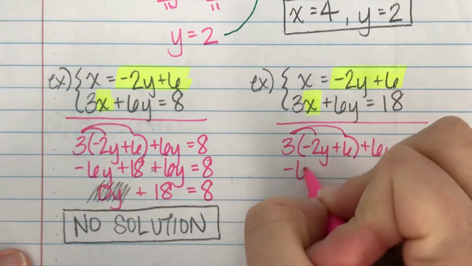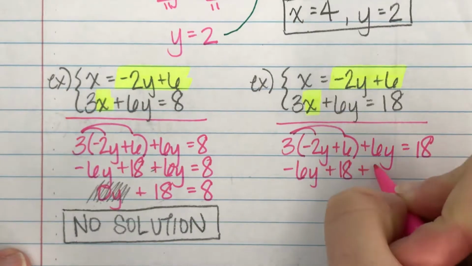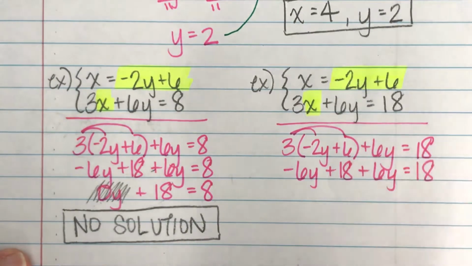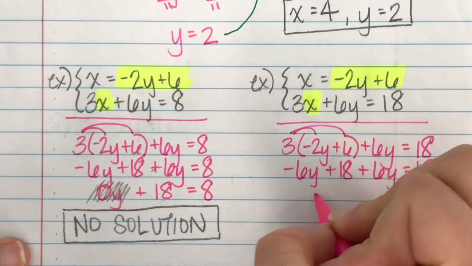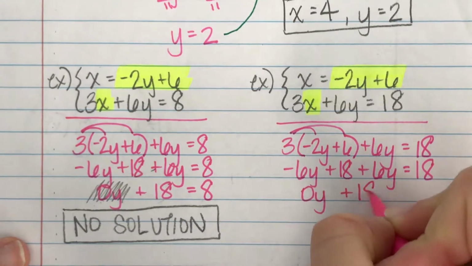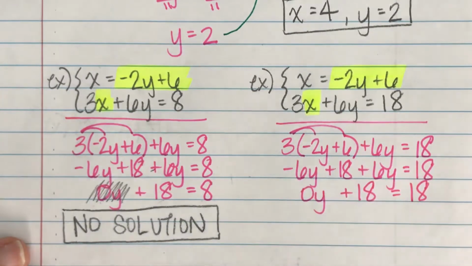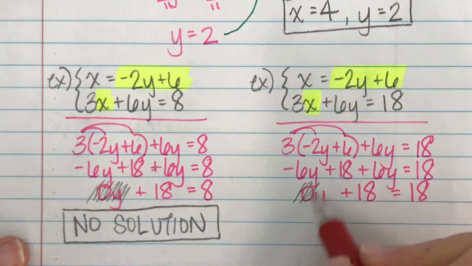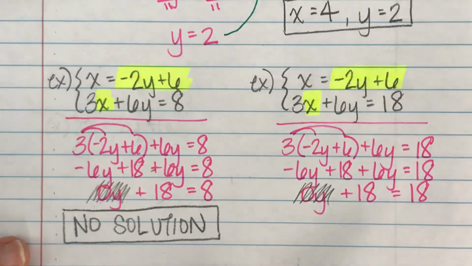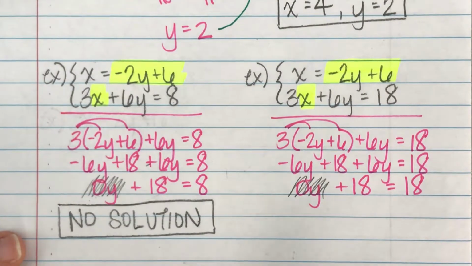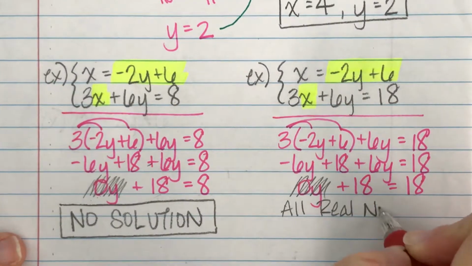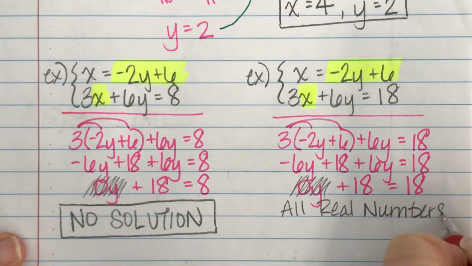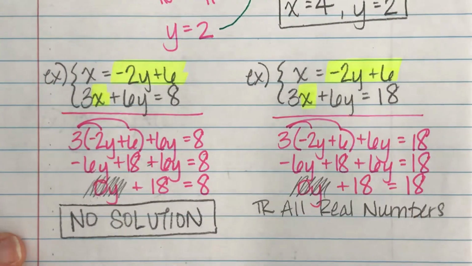I distribute and get negative 6y plus 18 plus 6y equals 18. Again, we have this situation where negative 6y plus 6y becomes 0y plus 18 equals 18. Well, 0y cancels out, and I end up with 18 equals 18. In a normal equation, in a single equation, we called this all real numbers, okay? If you did it on maybe PhotoMath, it would give you that cool, fancy looking R value.